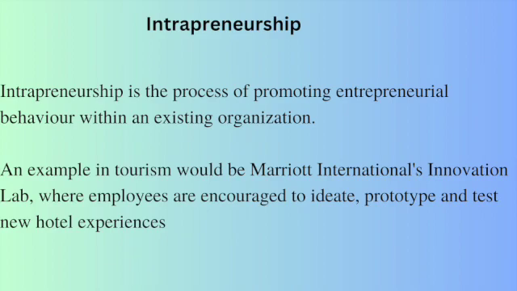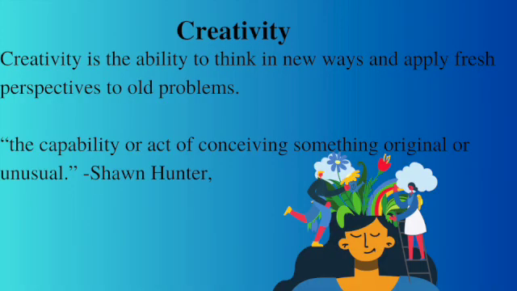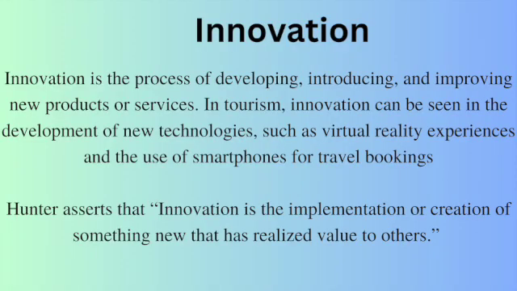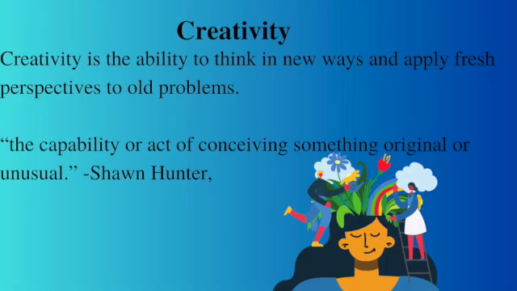So entrepreneurship is more tied to innovation, right? And it's also tied to creativity as well. Now, creativity is the ability to think in new ways and apply fresh perspectives to old problems. According to Sean Hunter, this is the capability or act of conceiving something original or unusual, right? So that's what creativity entails. Ability to think about new, fresh ideas. So you can think about new ways of doing things.